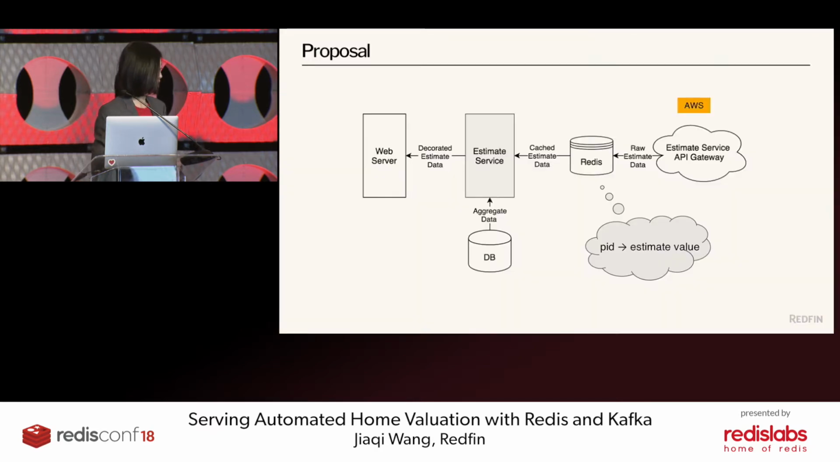Now let's take a look at our first proposal, which is pretty straightforward. We naturally fitted a Redis cache in between the estimate service as well as the estimate API. In terms of data we store in the cache, we use property ID as our key, and the value is the corresponding estimate value for the home. We thought we were done.